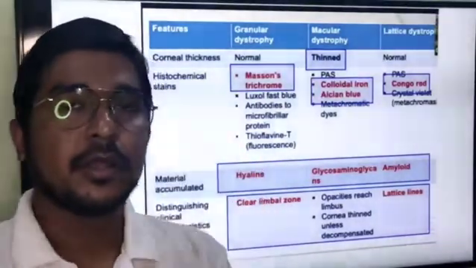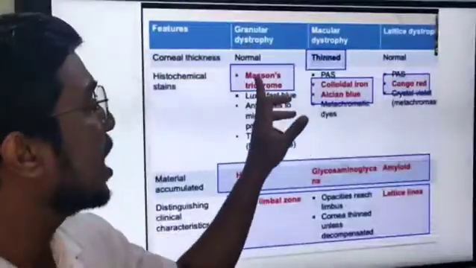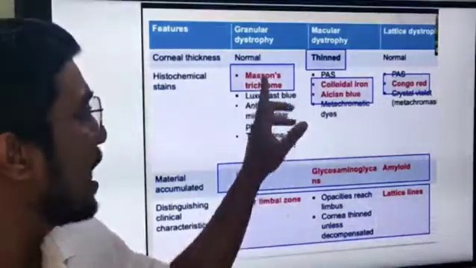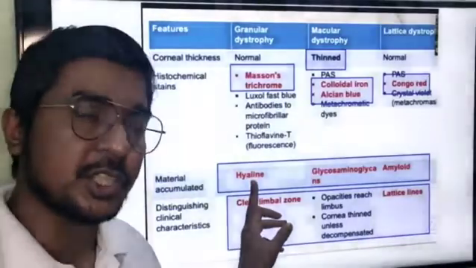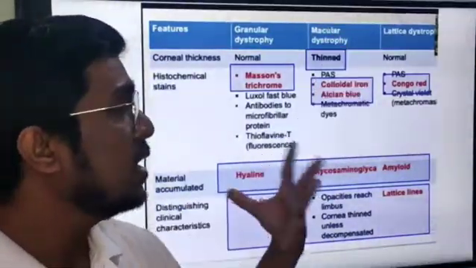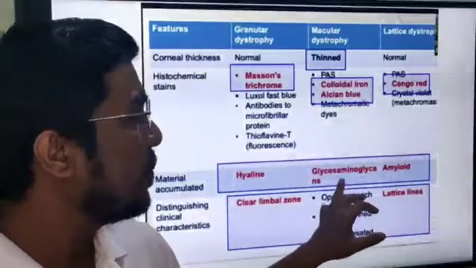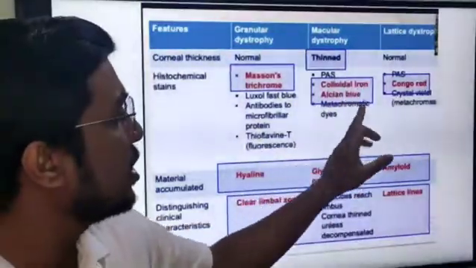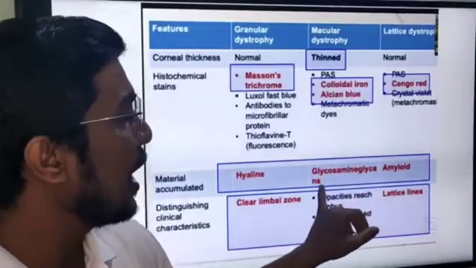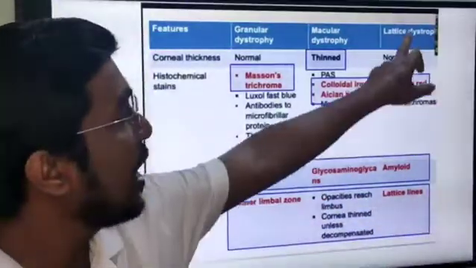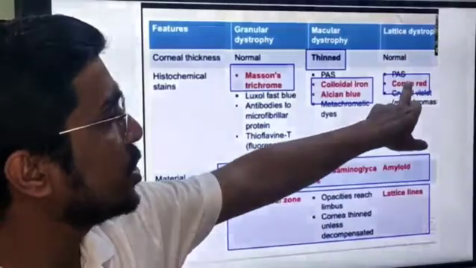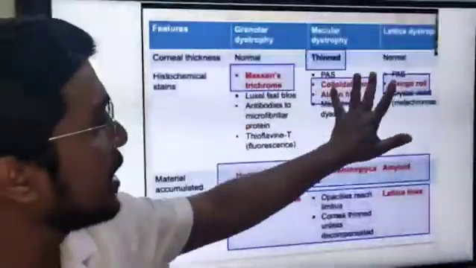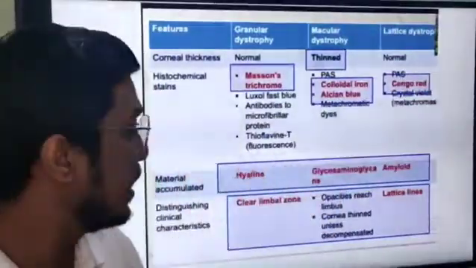Stains are very important. Granular dystrophy is stained by Masson trichrome because of the hyaline deposition. Macular dystrophy is stained by Alcian blue or colloidal iron because of the glycosaminoglycans deposition. This is very important: colloidal iron, Alcian blue, because of the glycosaminoglycans deposition. Third, lattice dystrophy, because of the amyloid deposition, we have the Congo red staining, right? This is very important. Only see the highlighted points, nothing else to remember.